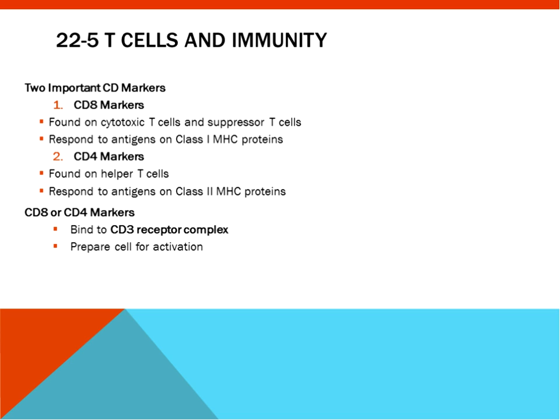Important aspects of differentiating one class of T cells from another are these clusters of differentiation, or CD markers. There are different types of CD markers found on different types of T cells. The first type of CD markers that we'll discuss are CD8 markers, and I'm putting a star here because it's important again. They're found on cytotoxic T cells as well as suppressor T cells. These CD8 markers are going to respond to antigens that are on class 1 MHC proteins.